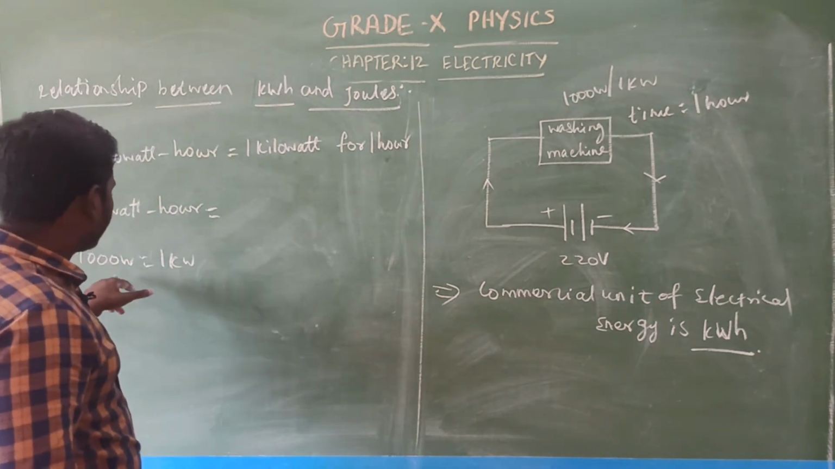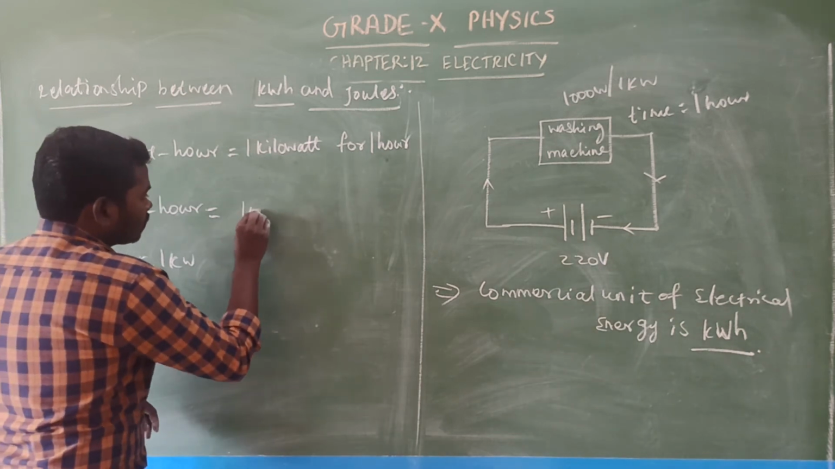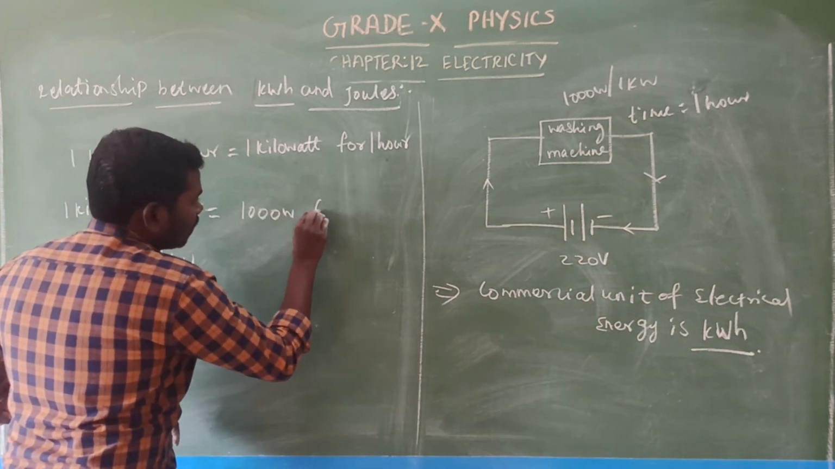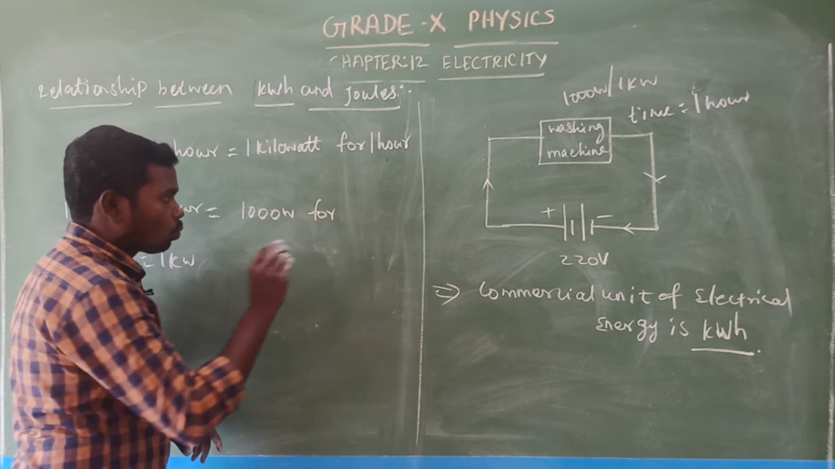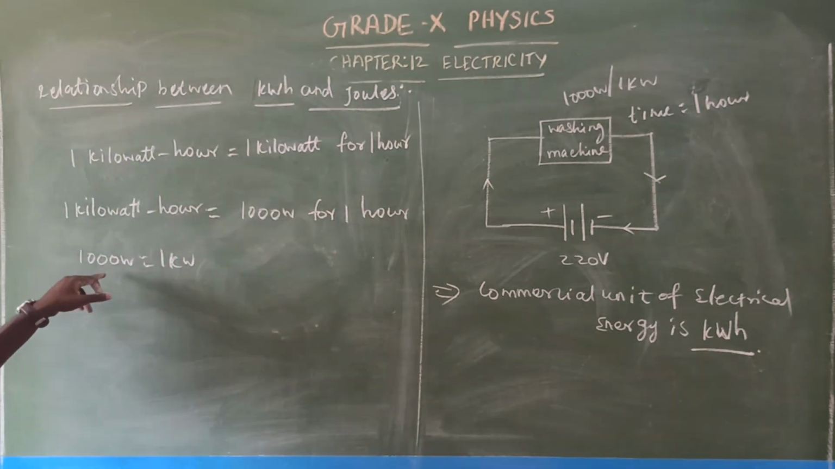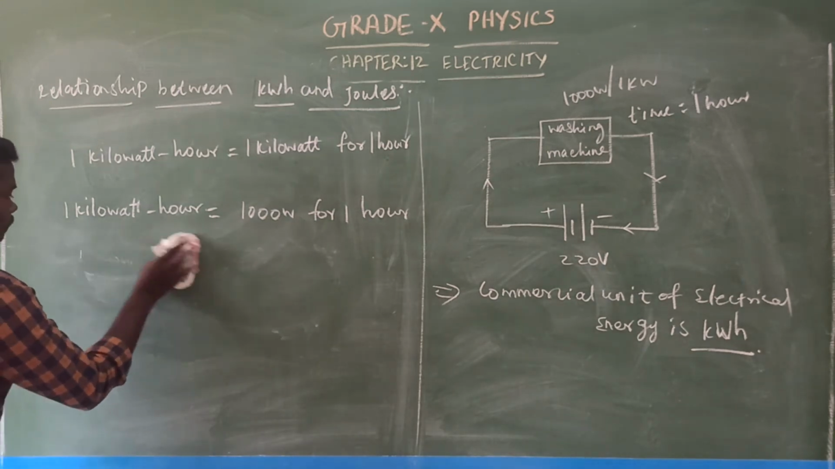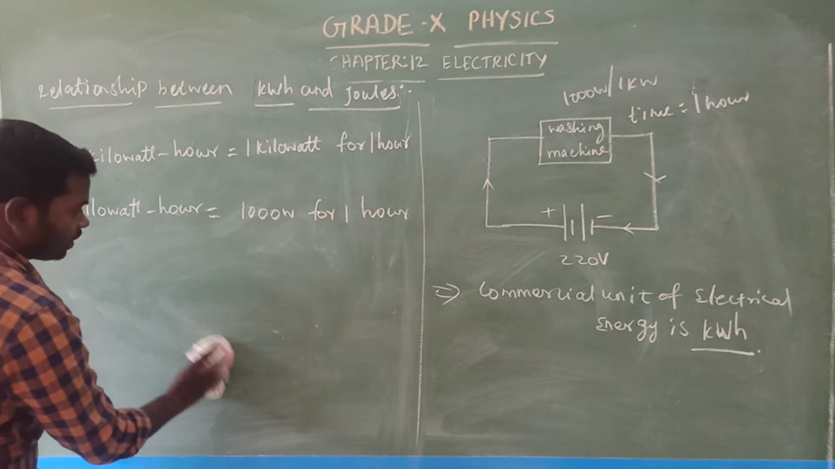So I am going to take this 1000 watt instead of this 1 kilowatt. Okay, yes. So 1000 watt for 1 hour. Yes, for 1 hour. Okay, because look at here, 1000 watt is equal to 1 kilowatt, isn't it? Yes, look at here. I'll rub this because no need.